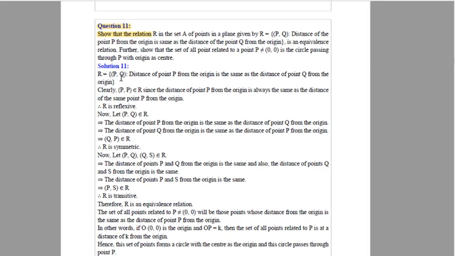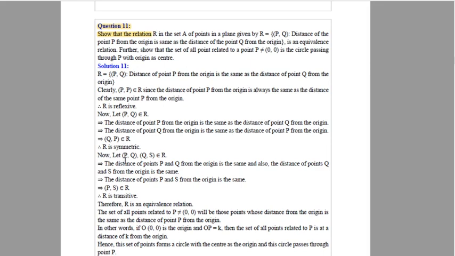So this is a set of pairs (P, Q) where the distance of P from the origin is the same as the distance of Q from the origin. Suppose this is the origin, and P and Q are both at the same distance from it. If I choose (P, P), it always has the same distance, so it exists here. It means R is reflexive. Similarly, if (P, Q) have the same distance, then (Q, P) also have the same distance. So R is symmetric.